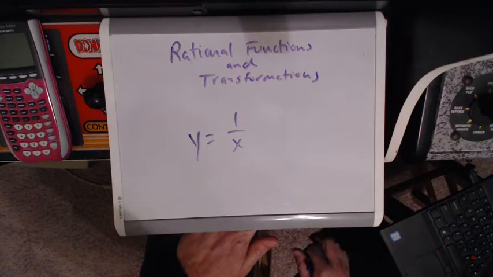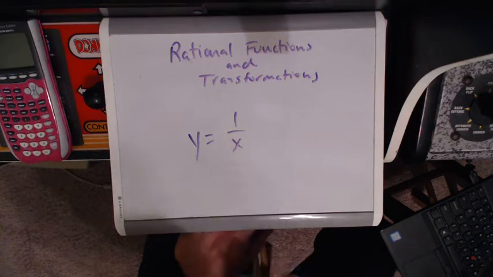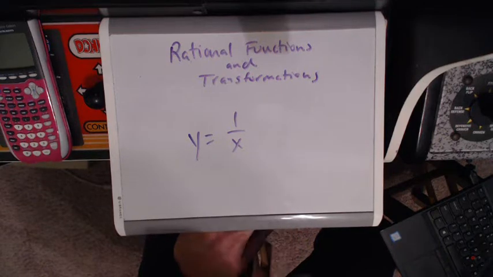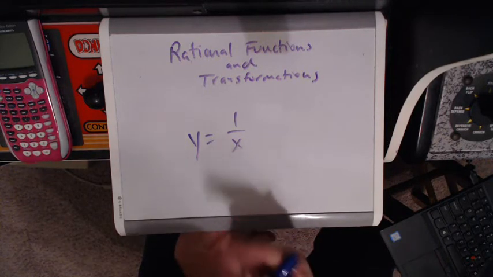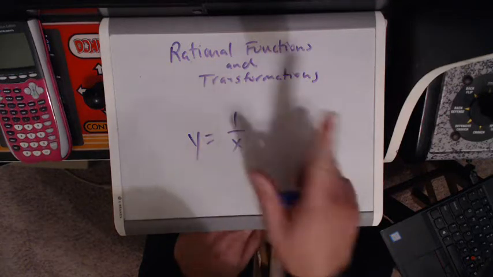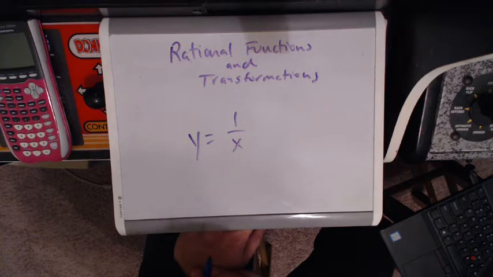What's going on, guys? I just want to take a minute and talk about some basic rational functions and how transformations could affect them. I kind of just want to investigate this graph, y equals 1 over x. If you think about this graph, essentially, it's the most basic rational function you can have. You basically have a constant over a linear monomial, right?